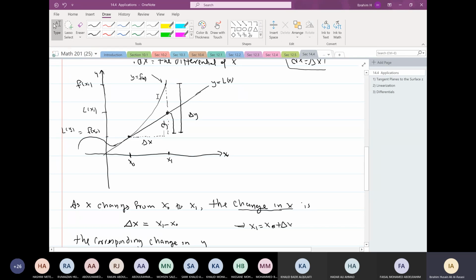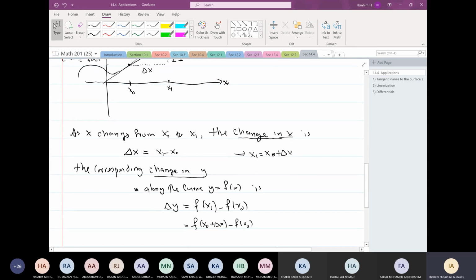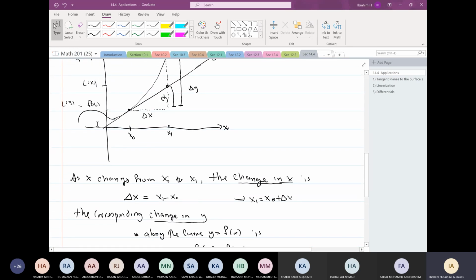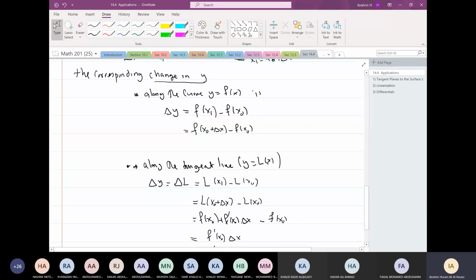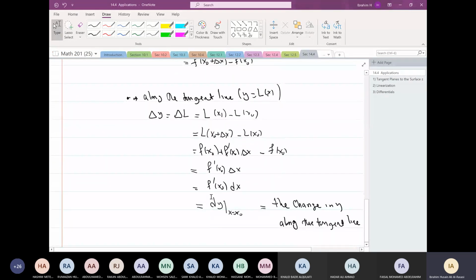The change in y along the curve is delta y, f final minus f initial. The change in y along the tangent line is the differential dy. Delta y and dy are both changes in y, but one is along the curve and one along the tangent. This is the geometric meaning of the differential.